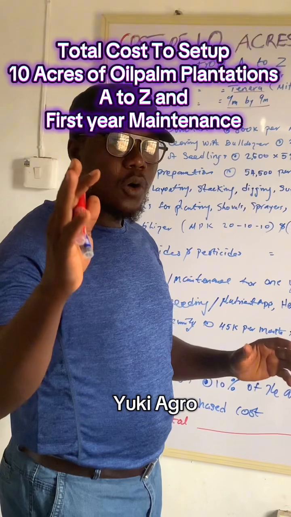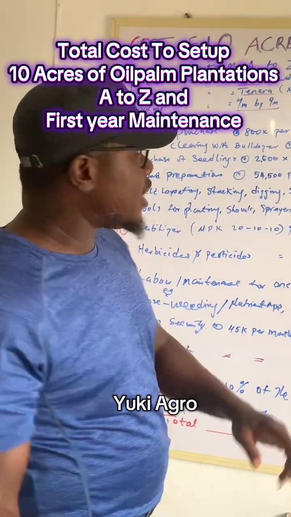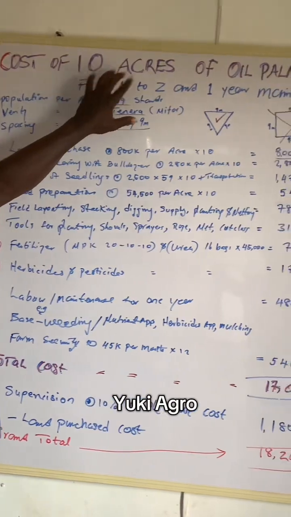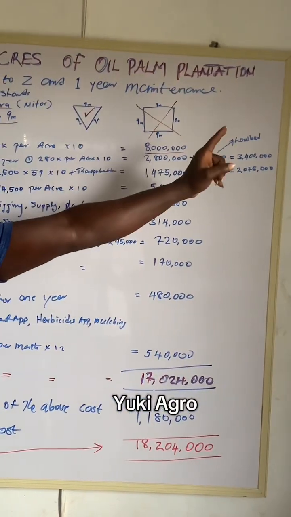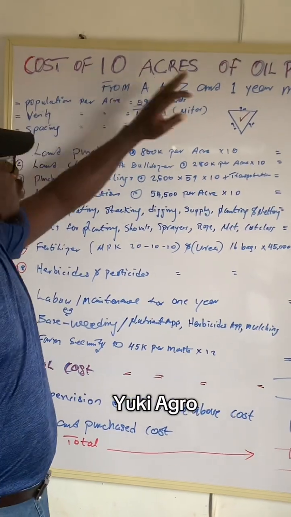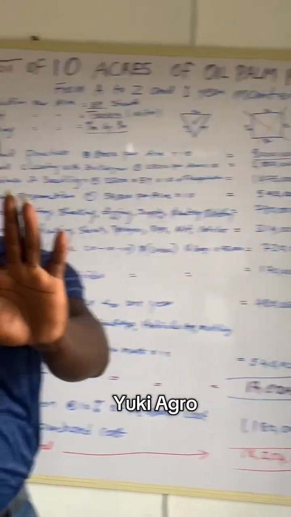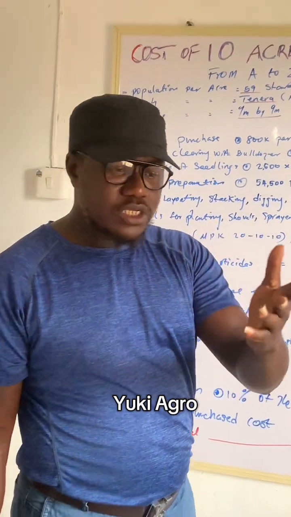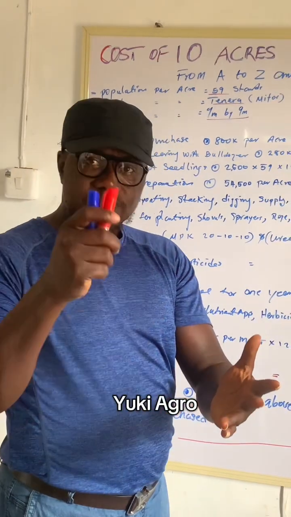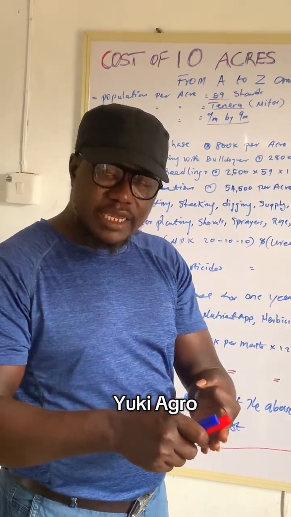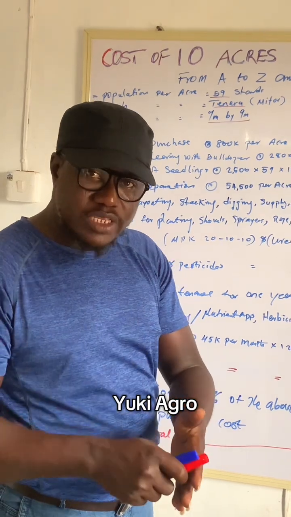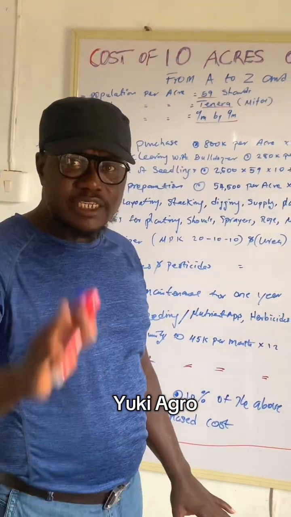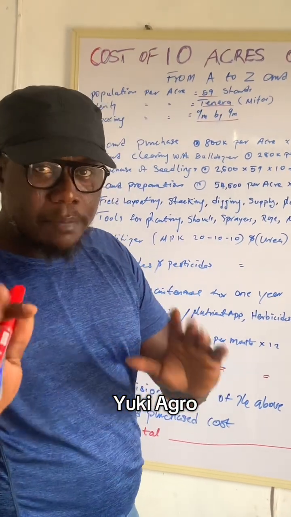Now, let's take it one by one. Like I said, A to Z, cost of 10 acres of oil palm plantation, from A to Z, with 1 year maintenance included in this calculation. One year maintenance, which has to do with the planting, the weed maintenance, the nutrient applications, the bait, everything is inside this breakdown, and we are going to be taking it one by one.